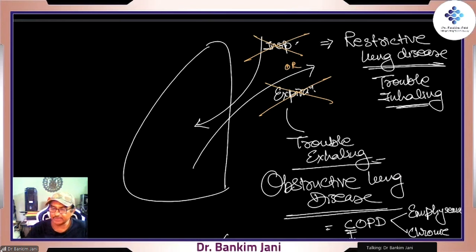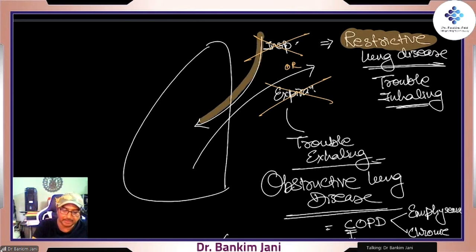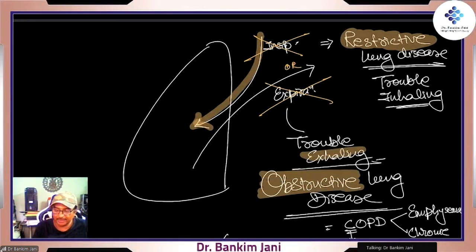In case of lung disease, there is trouble, right? There are two types of disease. One, what is called as the restrictive lung disease, and second is called as the obstructive lung disease. Restrictive lung disease means there is trouble inhaling, right? And in case of obstructive lung disease, there is trouble exhaling, right? Person will find it difficult to do the expiration.